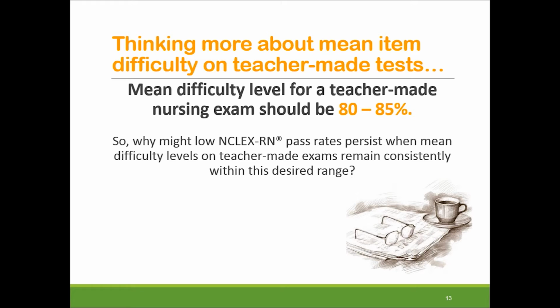However, this creates some potential concern when we start trying to compare results of students from their teacher-made exams with what happens on a nationally normed exam, or for instance the licensure exam that I've referenced. Sometimes faculty ask me, well, gosh, I have a good KR20, my difficulty level doesn't seem to be a problem, so why am I having low NCLEX pass rates when my mean difficulty levels are really staying up there in that 80 to 85% range?